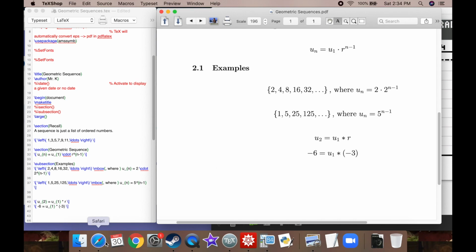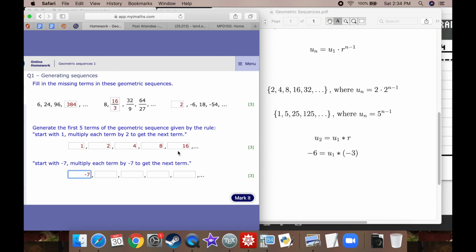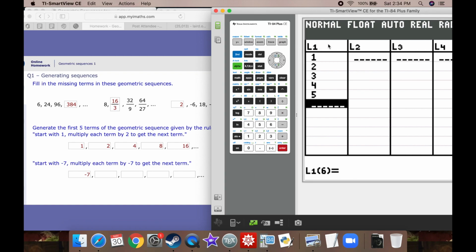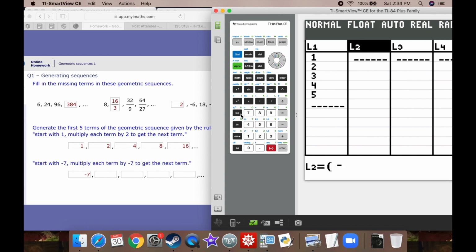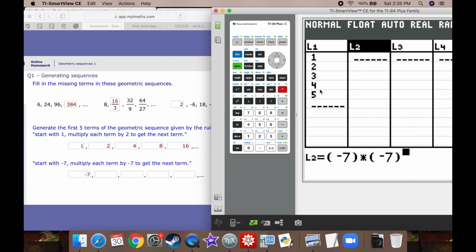Well, the first term is -7, and it keeps getting multiplied by -7 to the n minus 1 power. Okay, check it. So I'm going to go up, highlight the name L2, and I need the first term, which is going to be -7. And we're going to multiply this by, open parenthesis, -7. And we're going to raise this, that's the caret symbol right there, to the n minus 1 power. In this case, n is going to be L1.